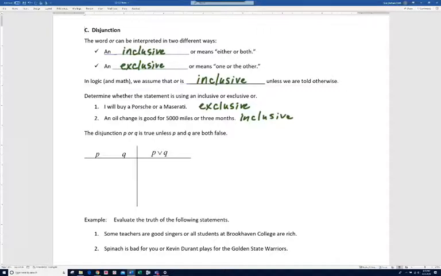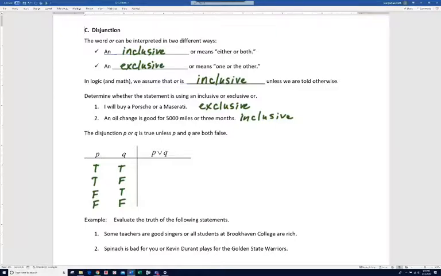All right, so let's look at the truth value table, or truth table, for a disjunction. The disjunction P or Q is true unless P and Q are both false. So let's go ahead and you might try to see if you can put the truth values for P and Q in. So you should have said true, true, true, false, false, true, false, false. Okay? So now notice it says the disjunction P or Q is true unless P and Q are both false.